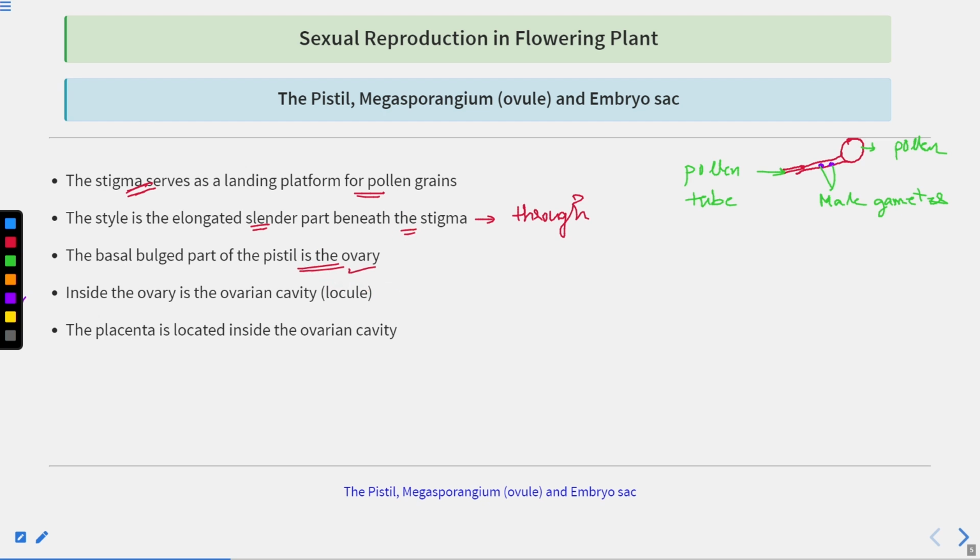The basal part is known as the ovary. Now inside the ovary is the ovarian cavity, which is known as the locule. So within the ovary, what is present? Ovule. Ovule is present within the ovary, and inside the ovary the ovarian cavity known as the locule is present. Clear? Or you can also say ovules are present within the ovary. Now the placenta is also located inside the ovarian cavity.